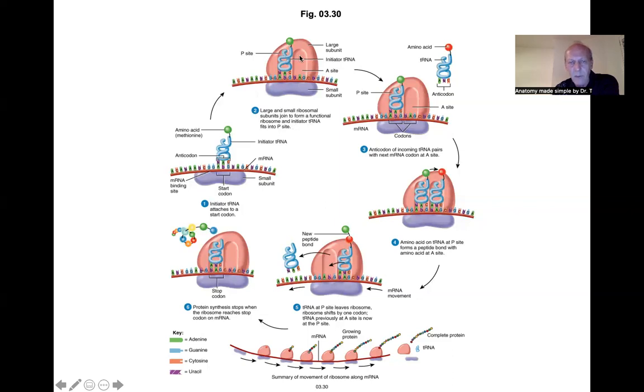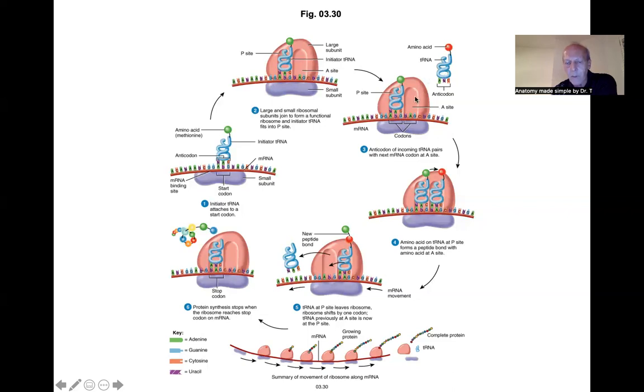Remember, this is the P site, this is the A site. So basically, they are like some kind of spacers. When the P site is occupied, the A site is vacant. So what's going to happen is that the ribosome will be going and screening messenger RNA 3 by 3 codons. And that is what we're going to see on the rest of this illustration, slide or segment number 3. The anticodon of the incoming transport RNA pairs with the next messenger RNA codon at the A site.